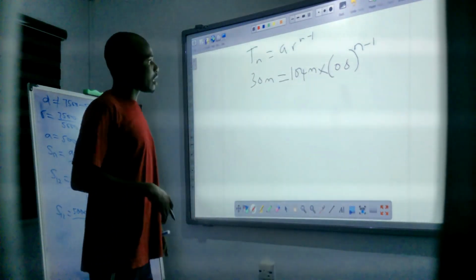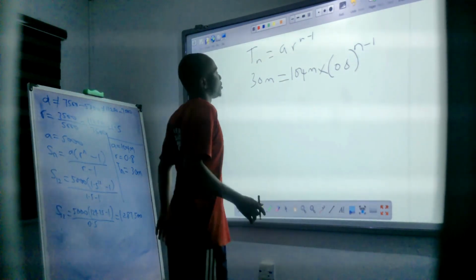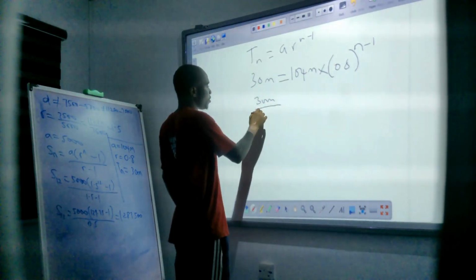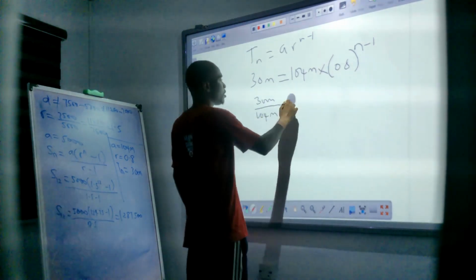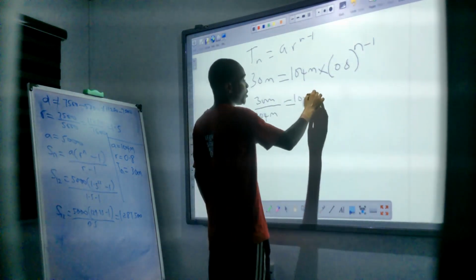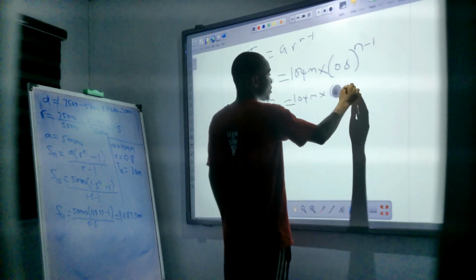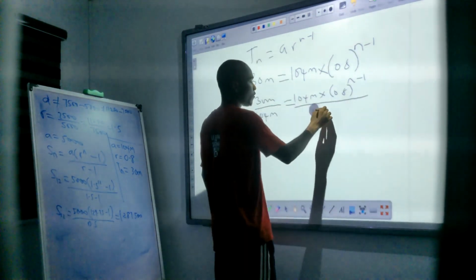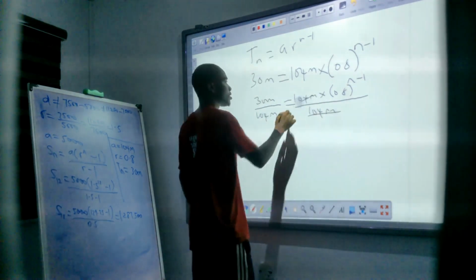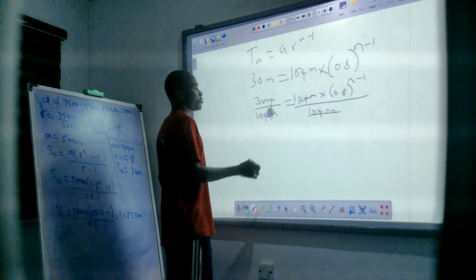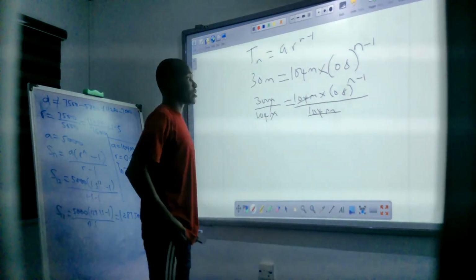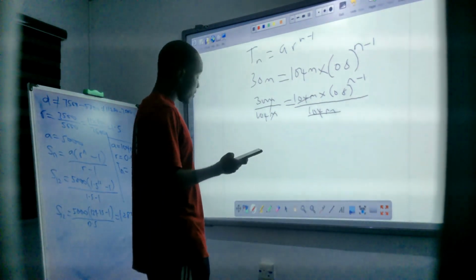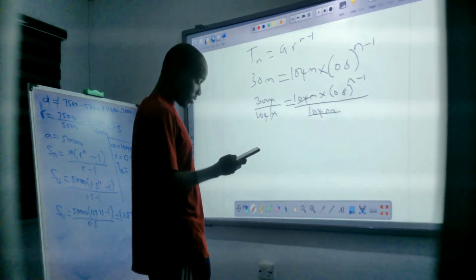Raised by n minus 1. So I will divide both sides by 104 million. So if I divide both sides, we have 30 million over 104 million equals 104 million times 0.8 to the n minus 1 over 104 million. So we cancel this, million cancels million. What is 30 divided by 104?